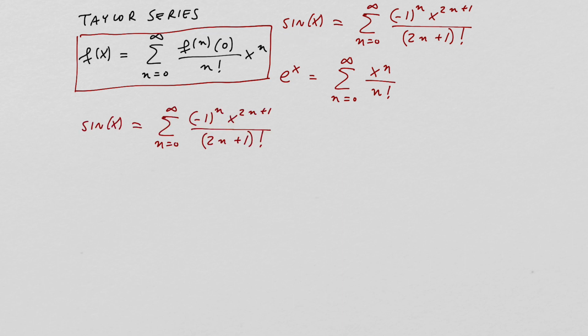If we take the expansion of sine of x and differentiate it with respect to x, the derivative of sine of x will be cosine of x, and by differentiating term by term, we will obtain the series for cosine of x.